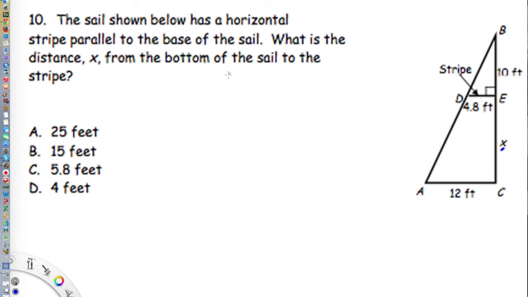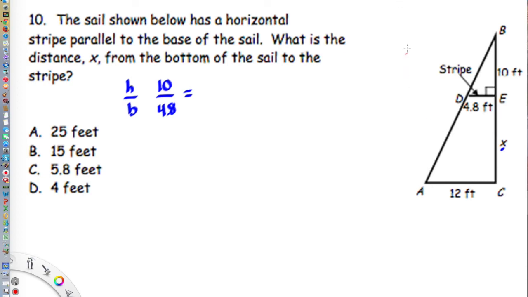Okay, well, what I see here is two triangles. So I'm going to set up a ratio where I'm going to compare the height of each triangle to the base of each triangle. I've got a little triangle here, BED, and a big triangle, BCA. The height of my little triangle, BE, is 10 feet. That's the height. And the base, which is the length of the stripe, is 4.8.